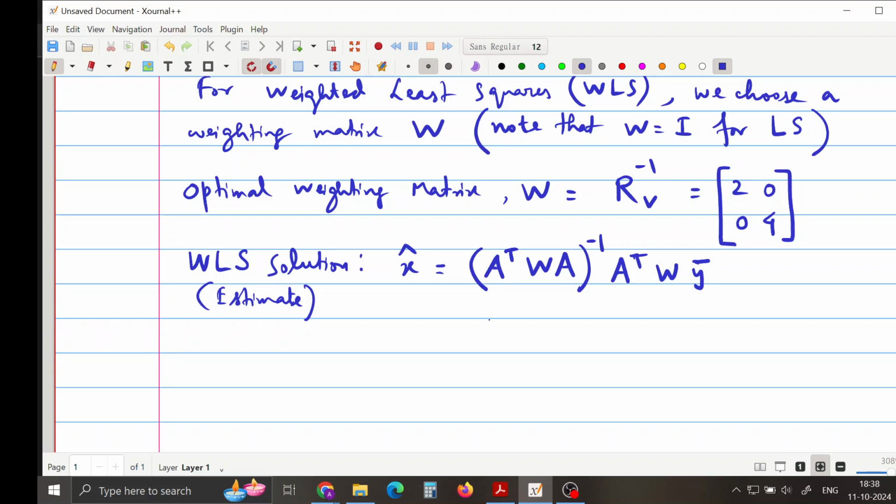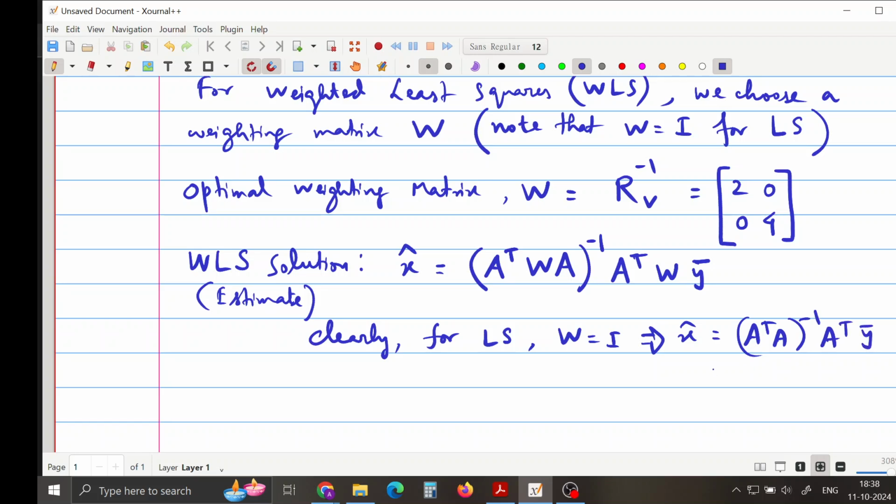Clearly, for least squares, this W would be identity. It's as if it is not present. For least squares, W is identity, and in that case your x hat is simply A transpose A whole inverse A transpose y bar, which we have already seen before. This is the standard least squares.